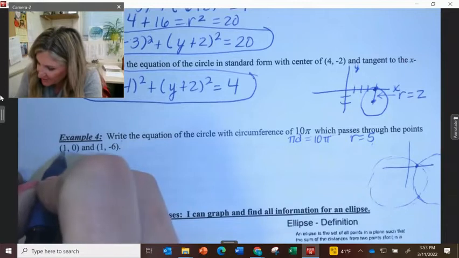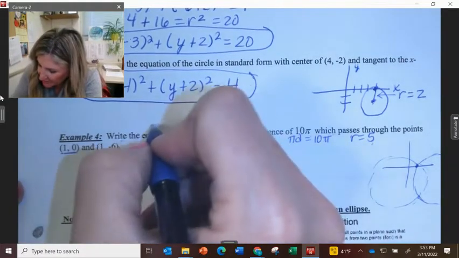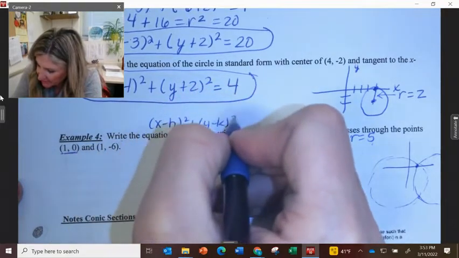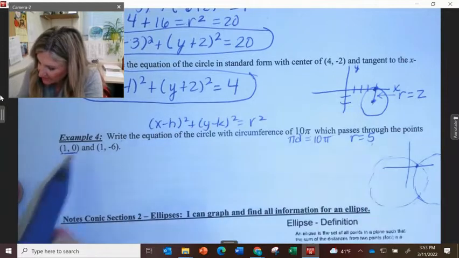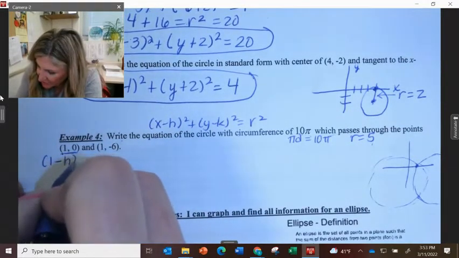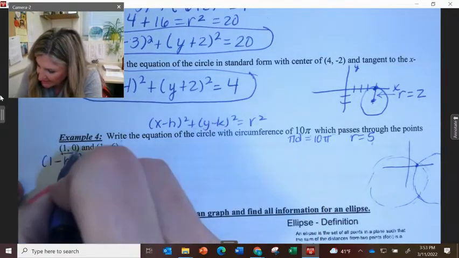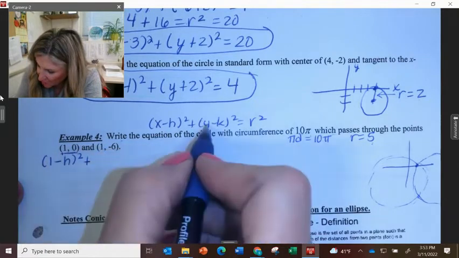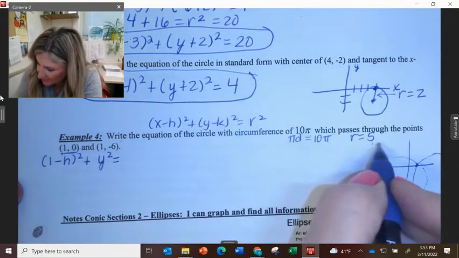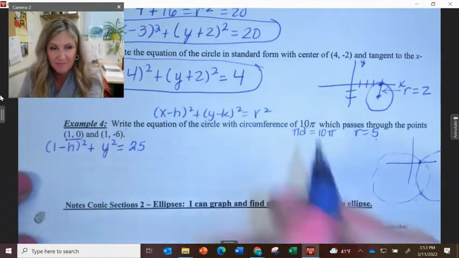All right, so I know this is 1 point it has to pass through. So I'm going to use my circle formula. Okay, so let's see. I know x is 1, so I'm going to have 1 minus h squared. I don't know my center. Plus y minus k is 0, so that's just going to give me y minus 0, which is just y squared. Has to equal, and my radius is 5, so it must equal 25. So I know that much, right?